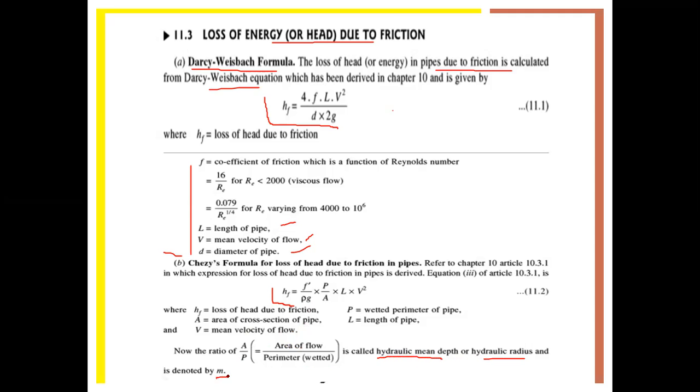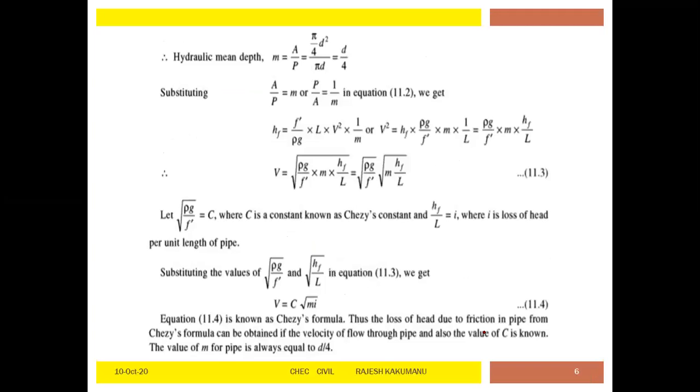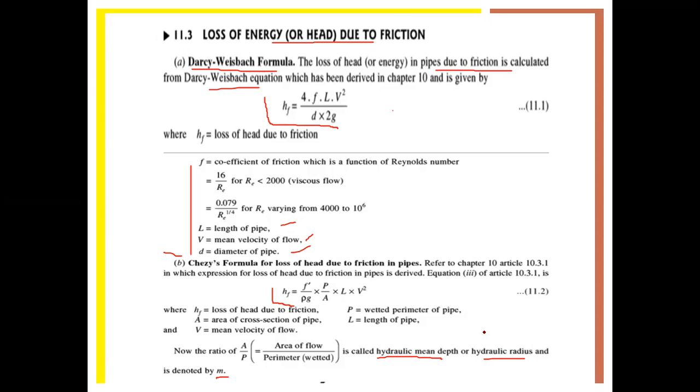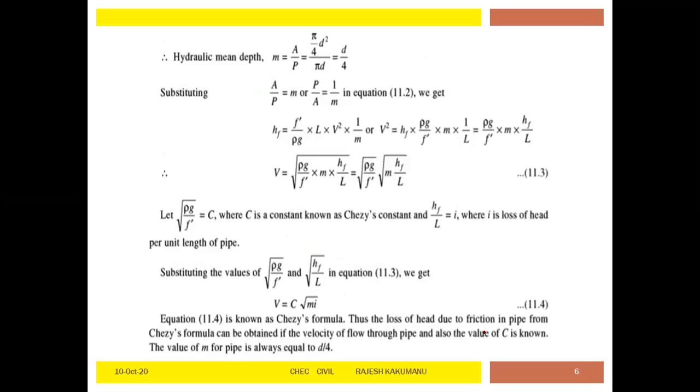Based upon this Darcy-Weisbach equation and Chezy's formula, we will solve some problems. First, the hydraulic mean depth m = A/P. The area A is pi d^2/4, and the perimeter P is pi d. After solving, we get m = d/4.